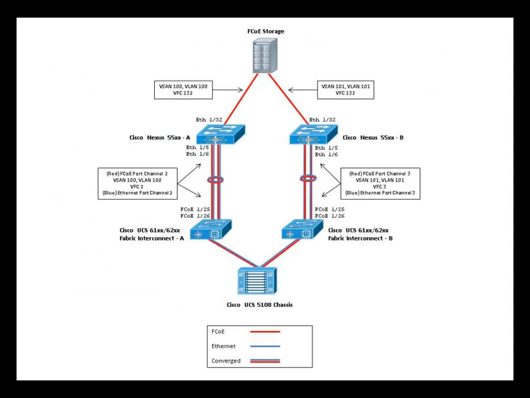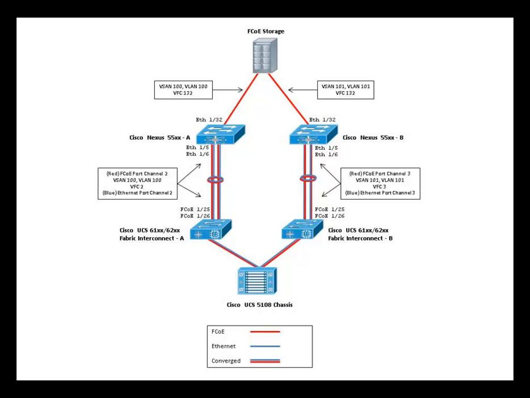Before jumping into the technical demonstration of configuring multi-hop FCoE within UCS, I'd like to review the implemented topology within our demo, with the understanding that this is just one of the many possible multi-hop FCoE topologies available. From the bottom up, we can see the UCS 5108 chassis connected to both a Fabric Interconnect A and B via converged FCoE connections. On the left, or Fabric A side, the UCS Fabric Interconnect A is connected to a Nexus 5500 via converged FCoE Ethernet port channel.